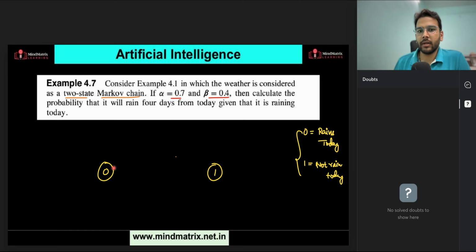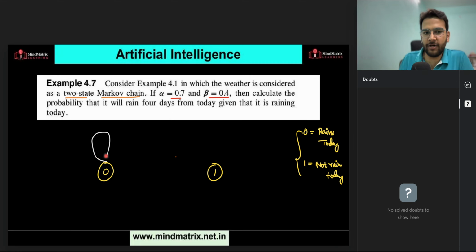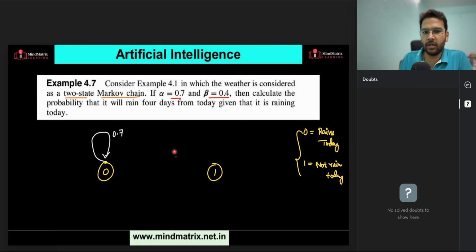Now this alpha is what? Alpha is simply the probability of rain tomorrow. If it rains today and tomorrow also, carefully see this, that probability is 0.7. If it does not rain today and it will rain tomorrow, that probability is 0.4. Is this clear so far?